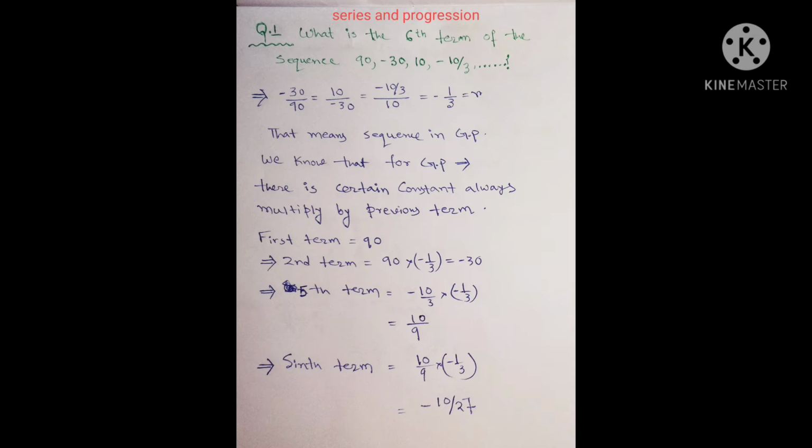So we have to calculate the sixth term. We got the fifth term 10/9, and we multiply it by r, -1/3, and we get -10/27, which is our sixth term.